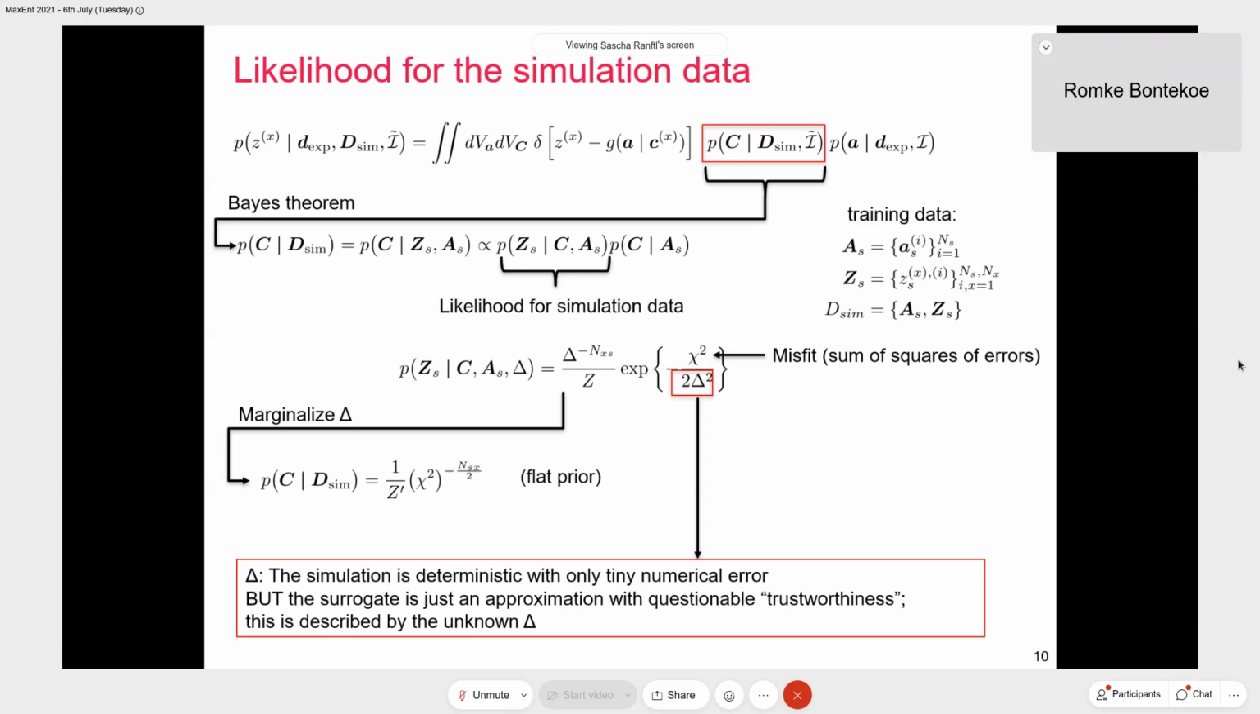Other questions? Something in the chat? I would have one. Sascha, thanks for the nice presentation. Have you already thought about going one step further? The a posteriori determination if the surrogate is good. So not only looking at the uncertainties, but actually computing how trustworthy the surrogate is?